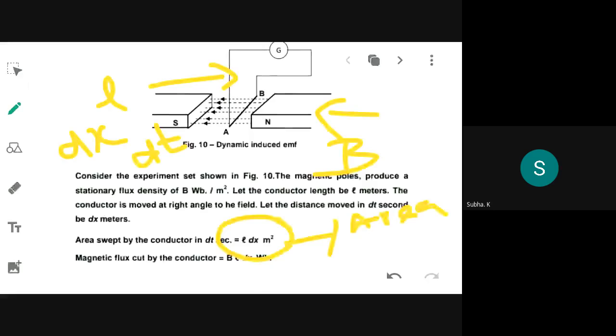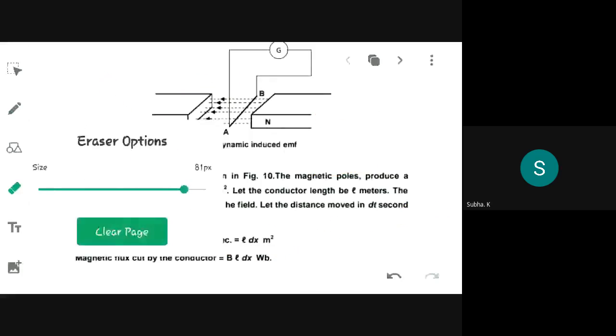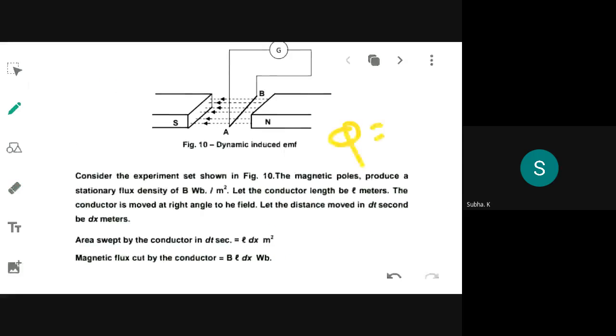Now how much flux is cut when it is rotating? You know the formula for phi in terms of B and A: phi equals B into A. And the area A that you have just found out is L into dx. So phi equals B L dx. This is the flux that is cut by the conductor.